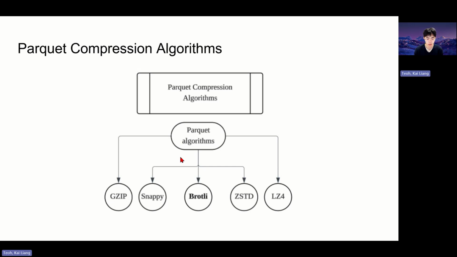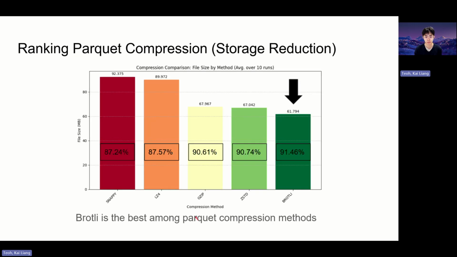So common Parquet algorithms are gzip, snappy, Brotli, ZSTD, which is a very good name, and LZ4. Okay, now let's focus on Brotli. I will focus on Brotli since I already picked it for a good reason, which is explained in the next slide. So over here, you can see the metric of storage reduction. I wanted to rank which is the best algorithm for converting into Parquet. So which algorithm is the best? It turns out Brotli is the best algorithm.